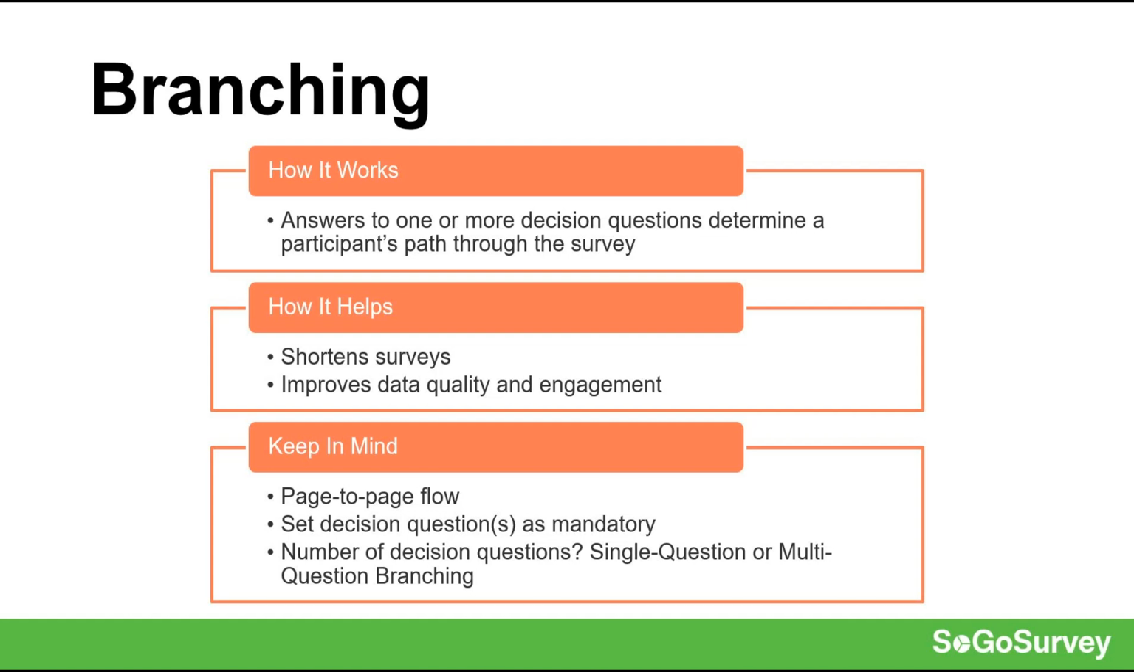So things to keep in mind is that branching is designed as a page-to-page flow option. So you'll actually see what I mean by that in just a moment. Since there is, of course, a decision question, it is strongly recommended to set that to mandatory, just so we guide them down the right path that is relevant to them. And also you want to go ahead and choose based on how many decision questions you have, because we do have options for either setting conditions based upon single question or multiple questions. So in which case you'd use either single question or multi-question branching, as the name implies.